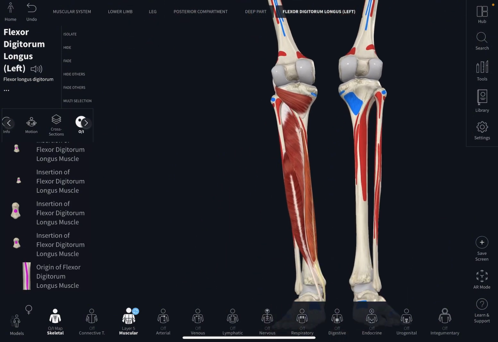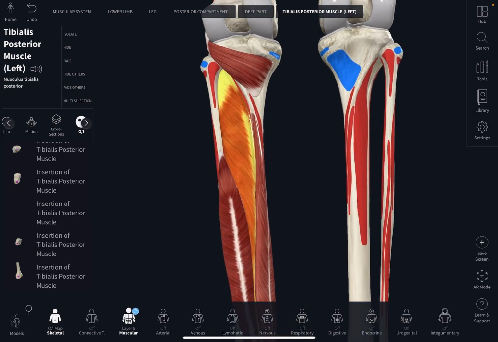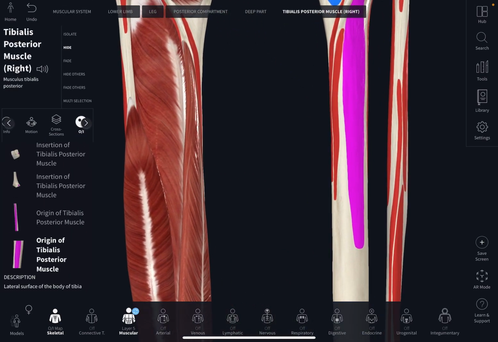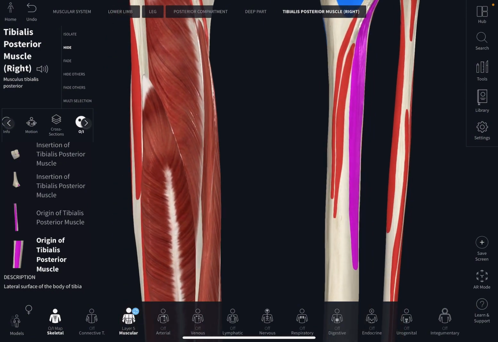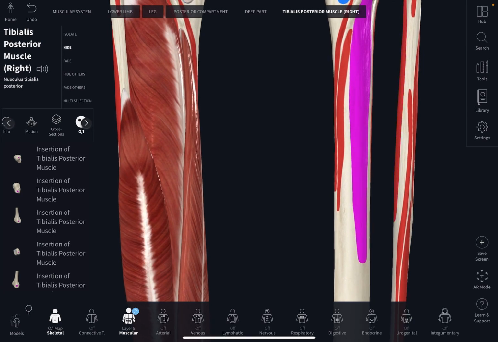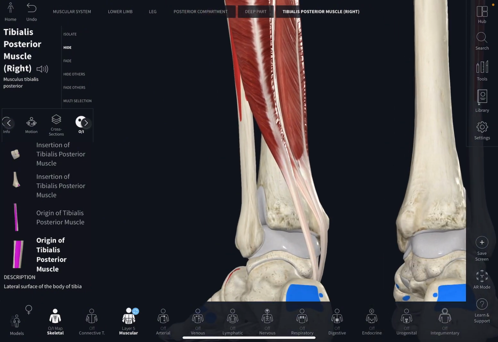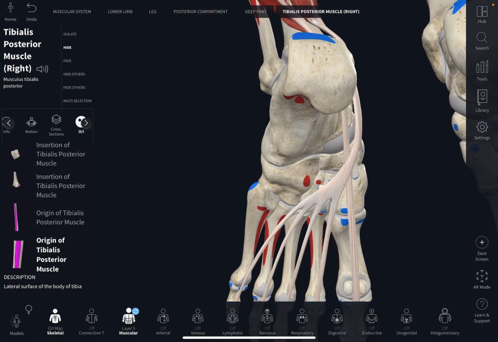And lastly, we have tibialis posterior. And this is going to be the most deep posterior muscle. It is going to originate from the lateral surface of the posterior tibia and fibula, I believe right here. Yes. And it is going to insert itself to the navicular bone and the cuneiform bones, cuboid. It's a lot of bones.